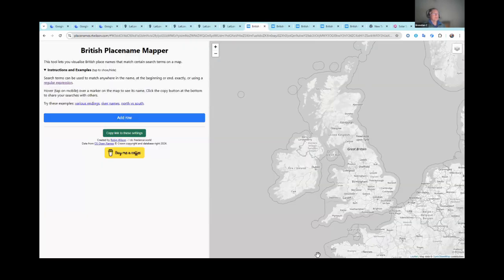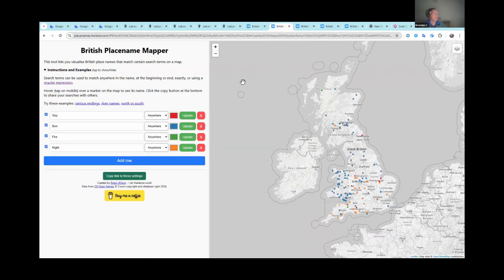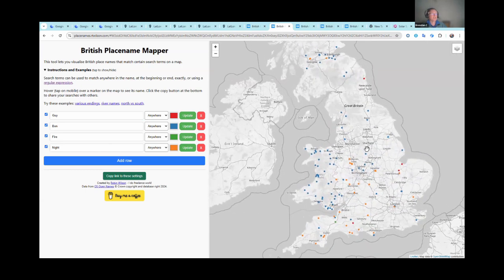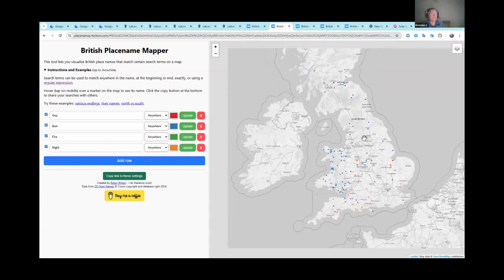And then another thing I discovered recently is called British Place Name Mapper. And if you're looking at UK identity, if you're looking at north-south divide, it can be quite a useful thing to look at. So I just put some words in here. It's the 5th of November today. I typed in Guy, Bonfire, Night to see which place names would have associations with those. And you can see an interesting geographical distribution of those words.